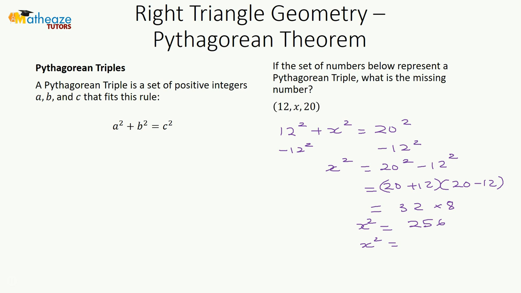So we take a square root of both sides. Take a square root of x squared and 256. So x is equal to 16.